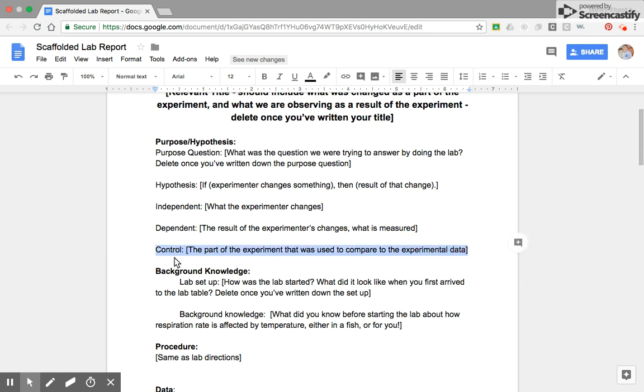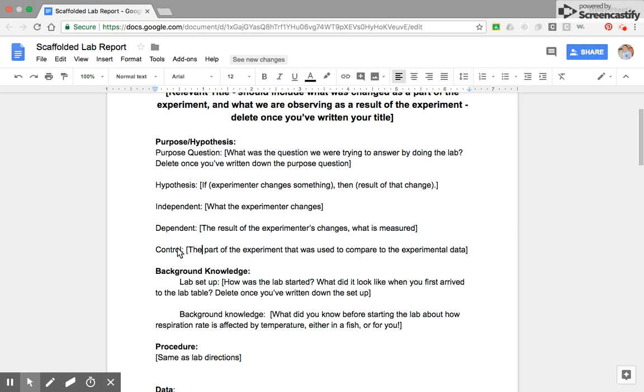Control and constants are not the same thing. And that's why it stumps students. You want to stick to the fact that a constant is your control, but it's not. So a constant is things that stay the same. So it might be the temperature, it might be the cup size, it might be the amount of water, depending upon what the experiment, the constants are things that stay the same.